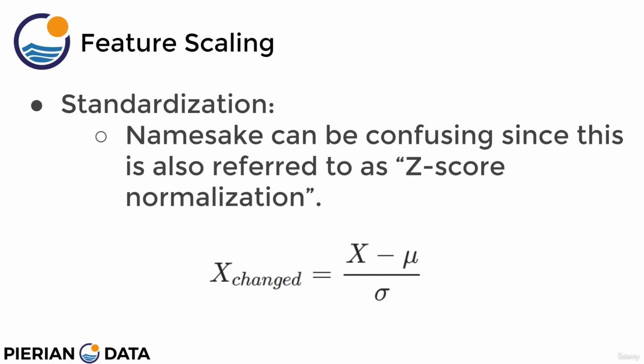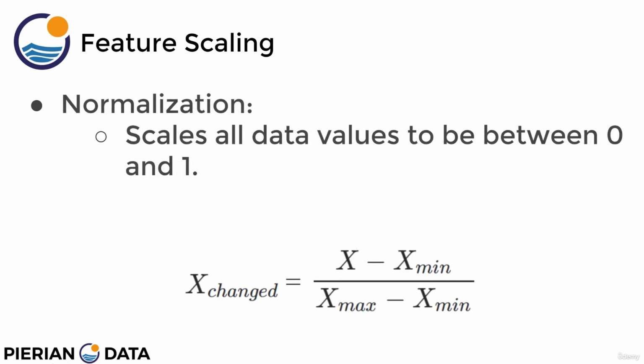So let's talk about what normalization is typically referring to. Normalization, in regards to feature scaling, is going to scale all data values to be between 0 and 1. And the way it does this is by using the minimum x value and the maximum x value. For each feature, you take the feature, subtract the minimum value, and then divide it by the difference between the max value and the minimum value. That essentially scales all the data points to be between 0 and 1. So again, the main difference here is standardization is fitting everything to a standard normal distribution, and normalization is scaling everything to be between 0 and 1.